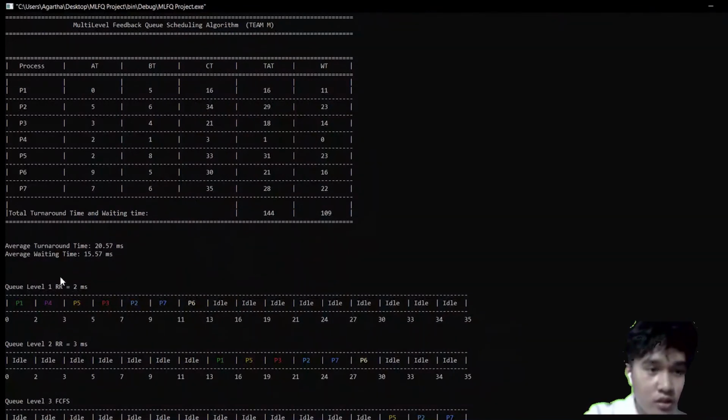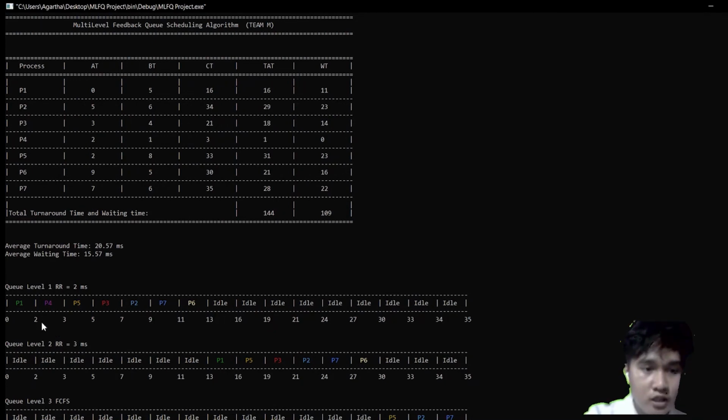So as you can see, in queue level 1, P1 was ready to execute, since P1 has the shortest arrival time of all processes. P1 started at time 0 and ended at 2 milliseconds. Then P1 has remaining time, so P1 shifted into queue level 2.